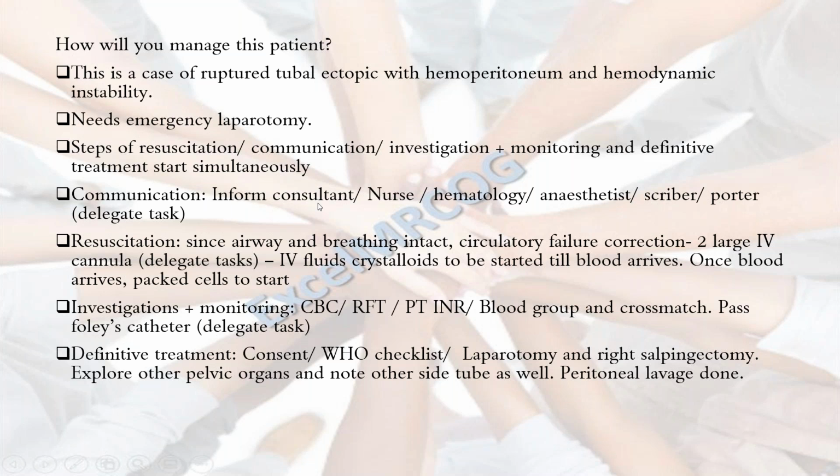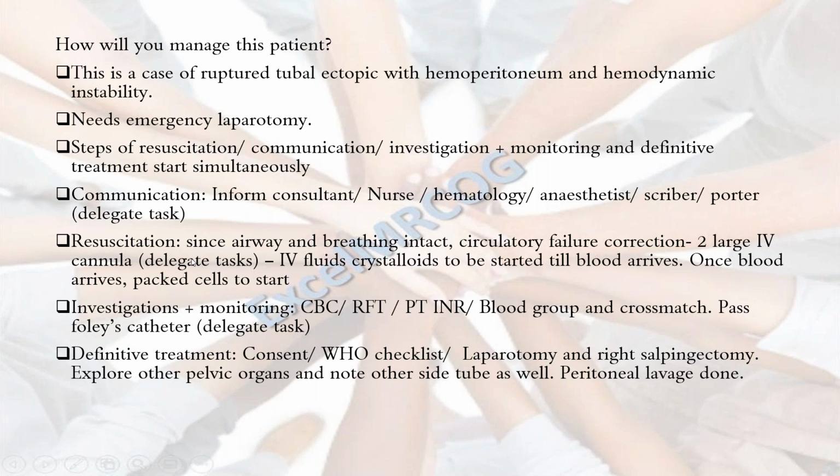Delegate task. Then in resuscitation: airway, breathing, circulation. Lay the patient flat. Pass 2 wide bore IV cannulae. Start crystalloids, 2 liters first, till blood arrives. Once blood arrives, PRBC cells to be started, and blood components accordingly. Then investigations would be everything: complete blood count, renal function test, INR, blood group, and cross match. Cross match you should say. Pass a Foley's catheter, delegate task for the same.